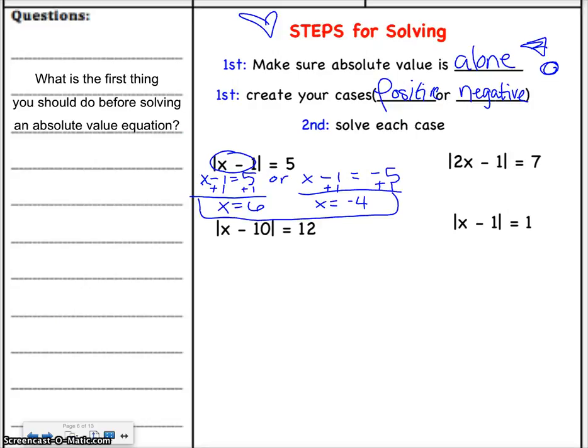Okay, next one. The absolute value of 2x minus 1 is 7. That means I want to know what inside here is 7 spots from 0. So there's two things that are 7 spots from 0: 7 and negative 7. So how I set this up, 2x minus 1 equals 7, or 2x minus 1 equals negative 7.